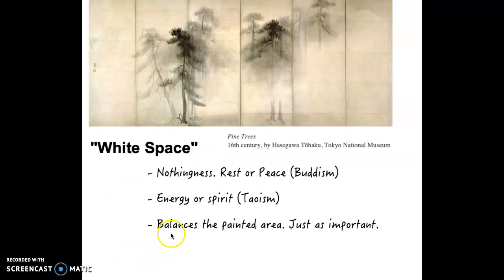And then we see the belief that that open white space is just as important as what the artist has chosen to paint. And there's that belief that the negative space, this open white space, also just balances the image. So some very different aesthetics in painting, but very beautiful, restful paintings.